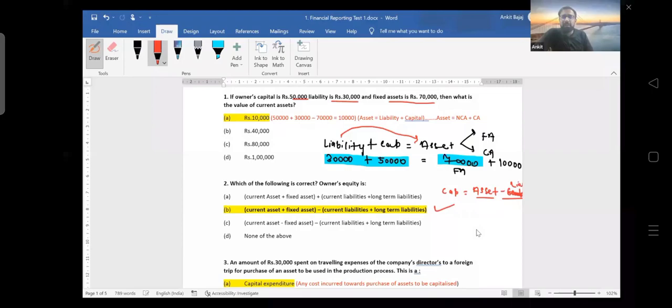So here, the correct one is current asset plus fixed asset, which is going to be total assets, right? Then minus current liability plus long-term liability, which is going to be minus total liability, right? So here you will get the amount of capital, right? This is how we will find out the equation and owner's equity, right?